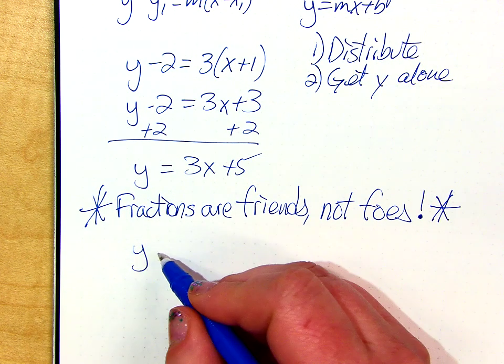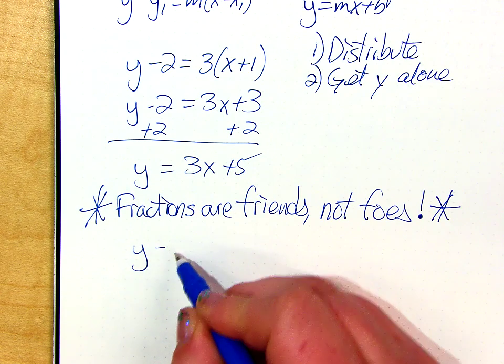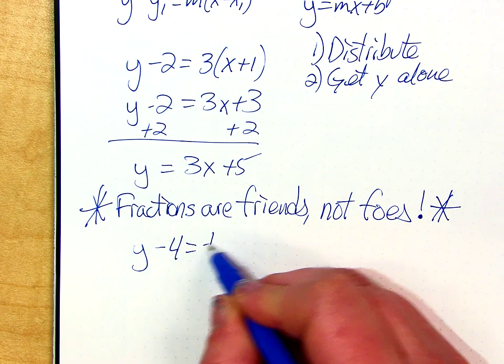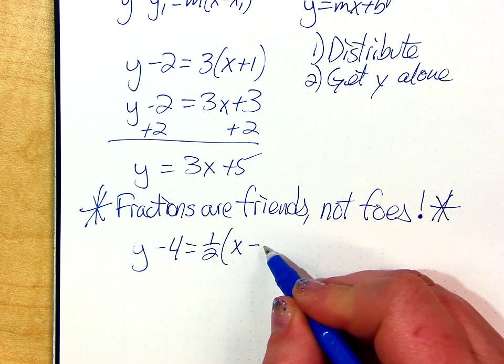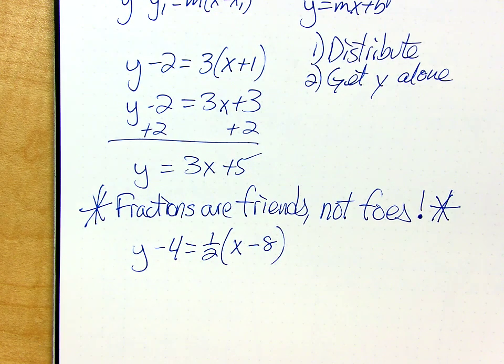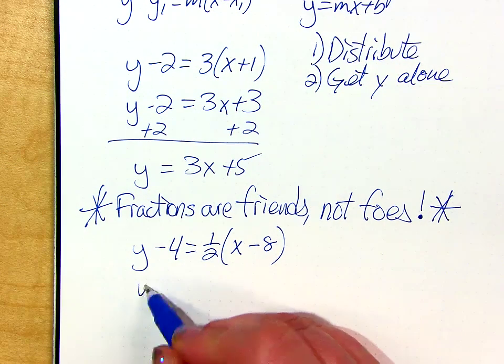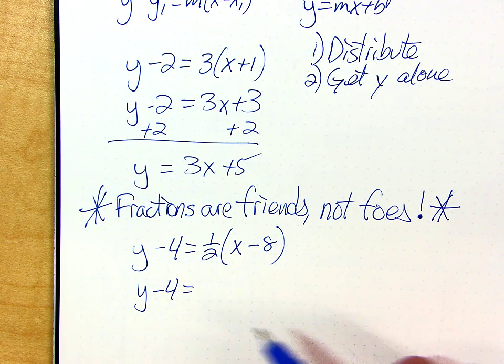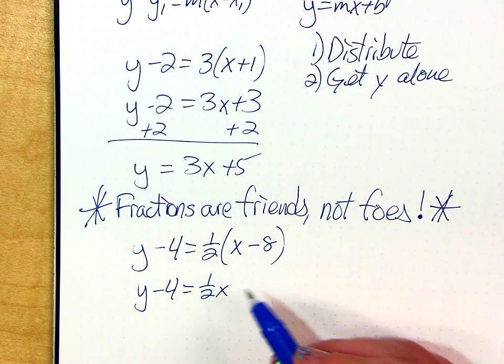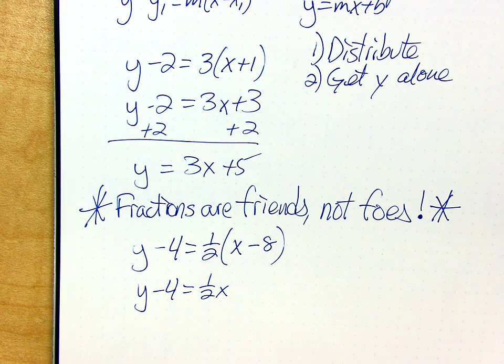What if you had like, oh, I don't know, y minus 4 equals, we'll just start off with a half, and then we have like x minus 8. So if I'm going to convert, 1, I distribute. All right, that's not so bad. What's a half times x? A half x. 1/2 x. What is 1/2 times 8? 4. That's it. Was that so bad?